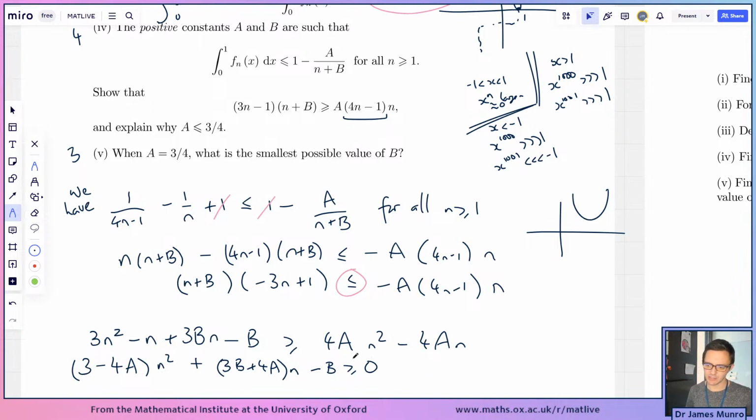So this quadratic, without talking about b yet, I can see that for this to be true, it's got to be a happy quadratic. So it's got to have 3 minus 4a bigger than or equal to 0, which rearranges to be this. If not, then for very large n, this will eventually nosedive and go negative.